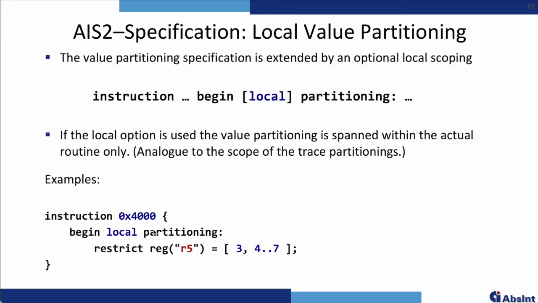So here's another example. At a certain instruction, at a certain program point, we would like to start a partitioning, but this time a local partitioning, where we want to spawn two different contexts for the register R5, namely one where it is 3 and one where it has the interval values 4 to 7. And when you leave the routine containing this instruction, then your contexts fall together again.